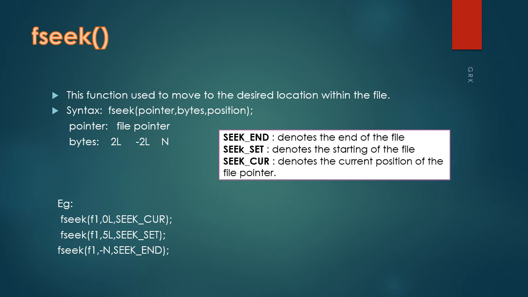So like this, by using the fseek function, we can move freely within the file by any number of bytes, either in the forward or backward direction.